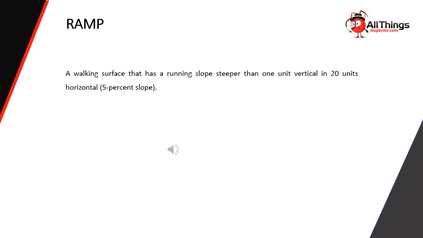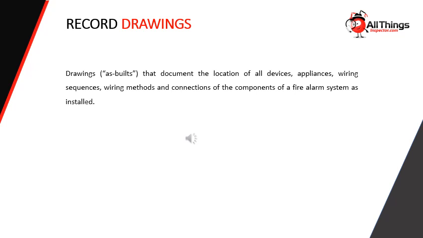Ramp. A walking surface that has a running slope steeper than 1 unit vertical in 20 units horizontal, 5% slope. Record drawings. Drawings, as built, that document the location of all devices, appliances, wiring sequences, wiring methods, and connections of the components of a fire alarm system as installed.